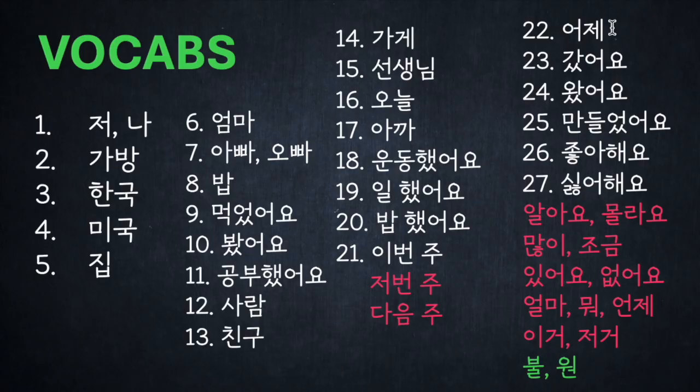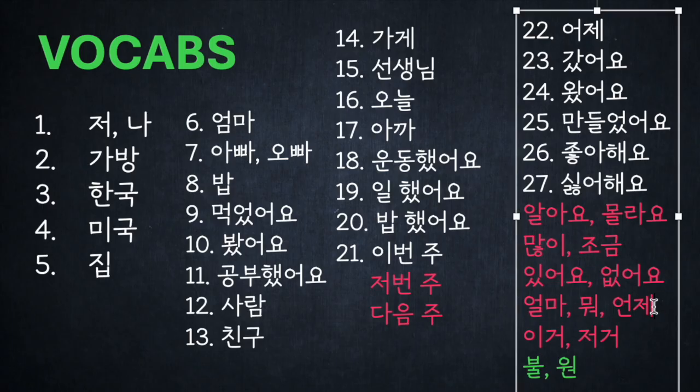어제, who did this yesterday? Jay did it yesterday. 어제. 갔어요, 왔어요. He came. 만들었어요, 좋아해요, 싫어해요. And then 알아요, 몰라요. I know, I don't know. 많이, a lot. 조금, little. 있어요, I have. 없어요, I don't have. 얼마, how much. 뭐, what. 언제, when.